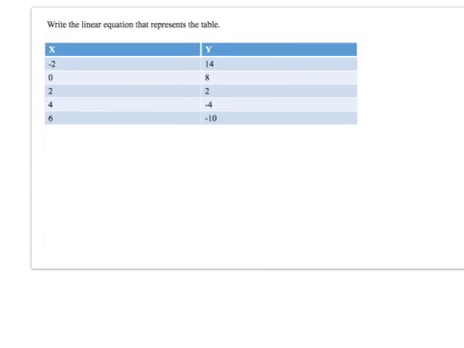Alright, let's do this one as a you try as well. So once again, pause the video, try it on your own, then come back and make sure you have it correct. So let's find the pattern in our domain. So -2, 0, 2, 4, and 6. So it looks like we're adding 2 each time here.